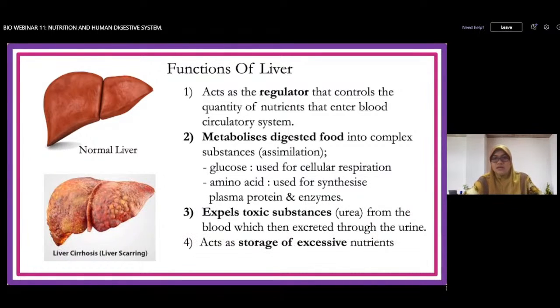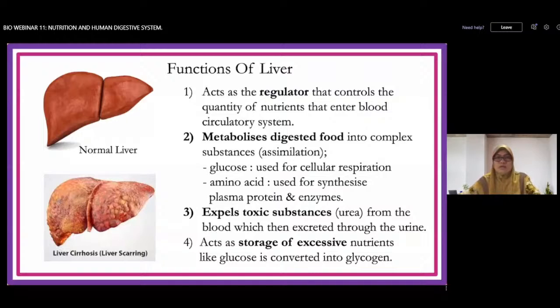Okay, and then last but not least, kita tengok seterusnya function liver adalah act as a storage of excessive nutrient, like glucose is converted into glycogen ya. Kalau glucose lebih-lebih dia akan di-convert, akan ditukarkan kepada bentuk glycogen ya.